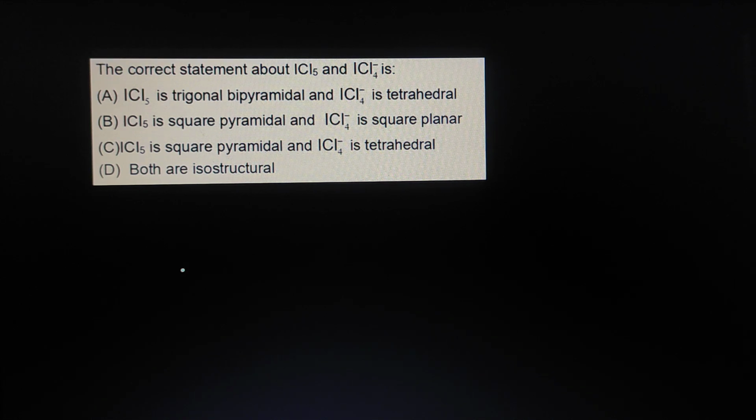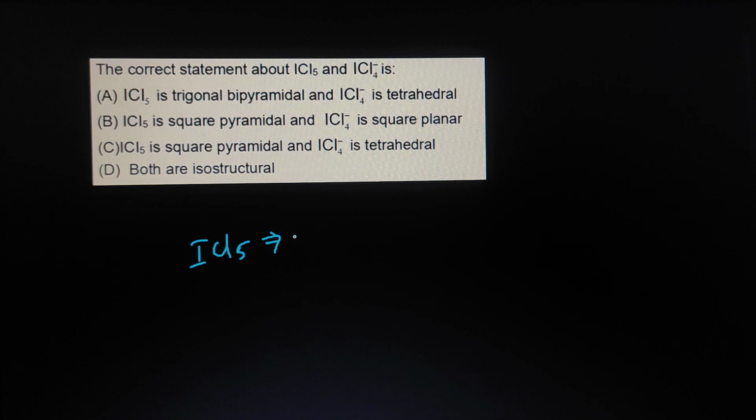Now here I am going to discuss some important questions relevant to JEE, NET, WBGE, CUET, etc. So the first question is the correct statement about ICl5 and ICl4 minus. This is a question from chemical bonding. So ICl5, how can we determine the hybridization?